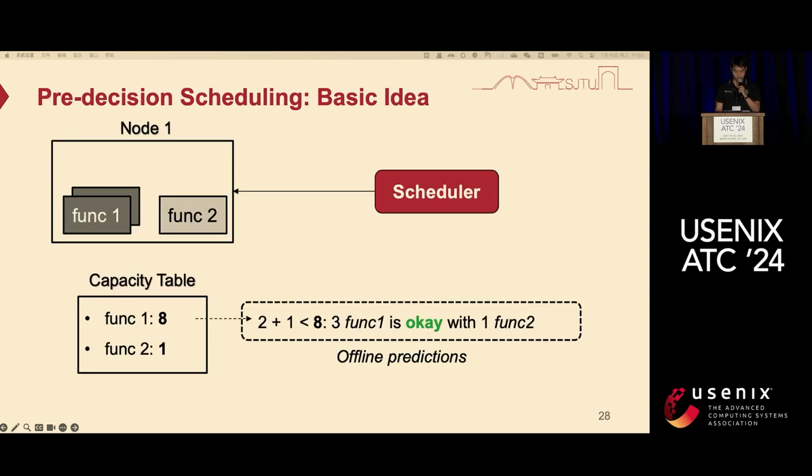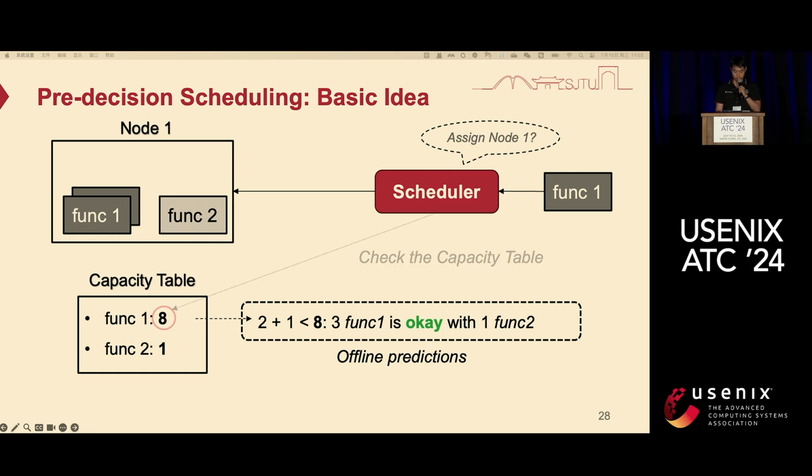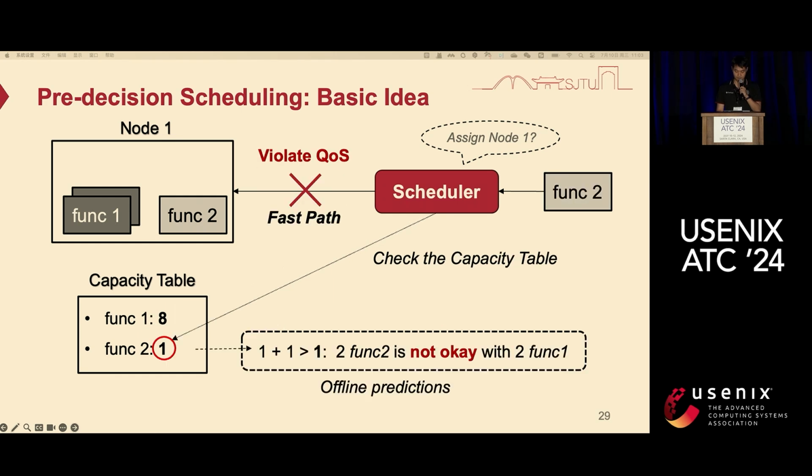Function 2's capacity is 1, meaning that only 1 function 2 instance can be co-located with 2 function 1 instances. Then, after we construct the capacity table, when function 1 arrives, the scheduler wants to know whether function 1 can be deployed to the node. It could directly check the capacity table. The table says that one more function 1 would not surpass its capacity. So the scheduling can be done directly without making on-path predictions. This is the fast path of scheduling.